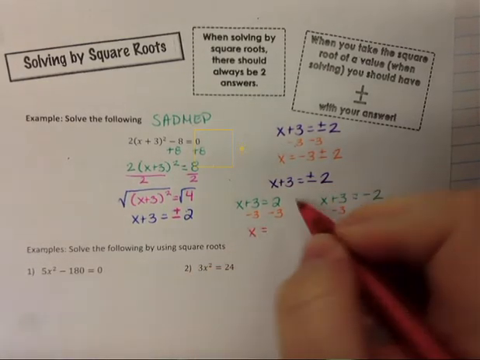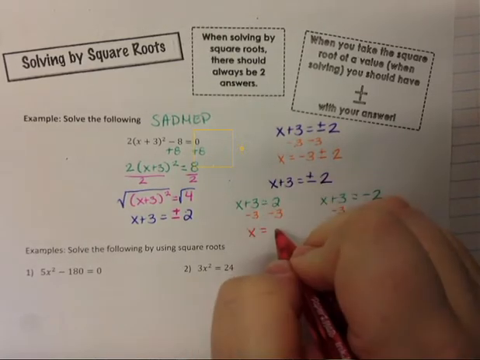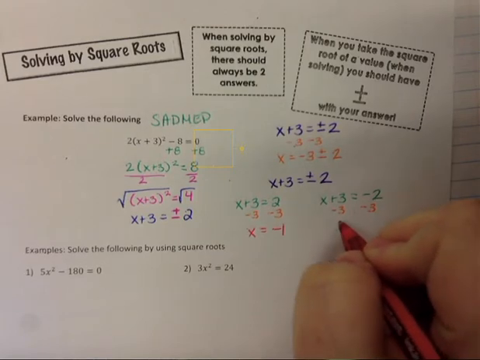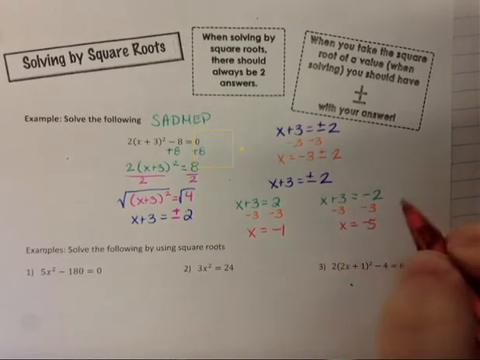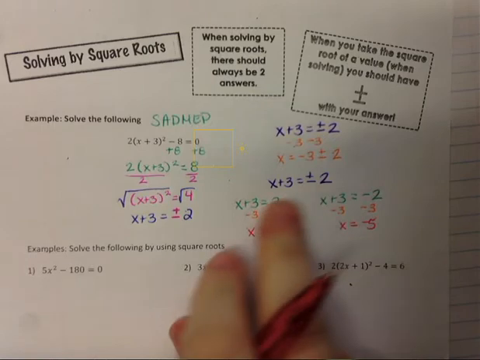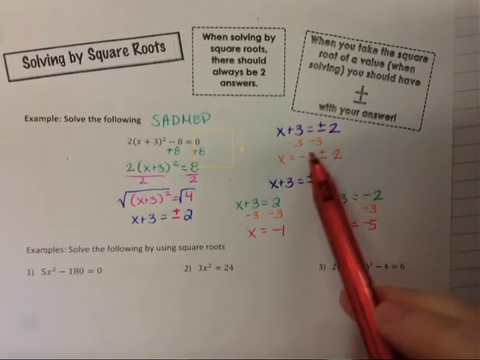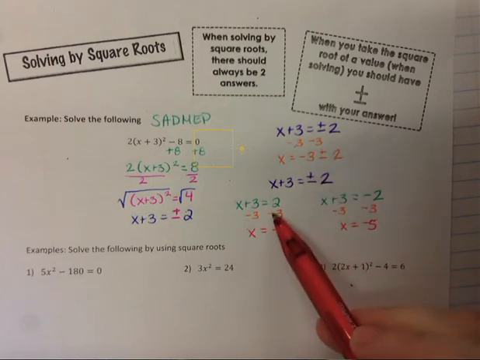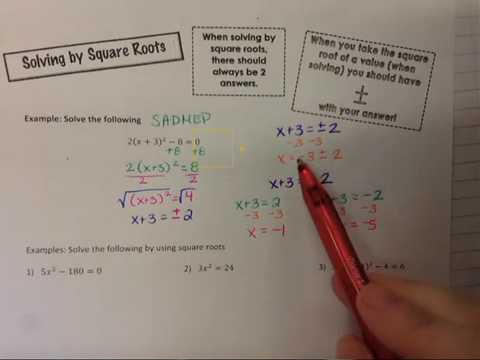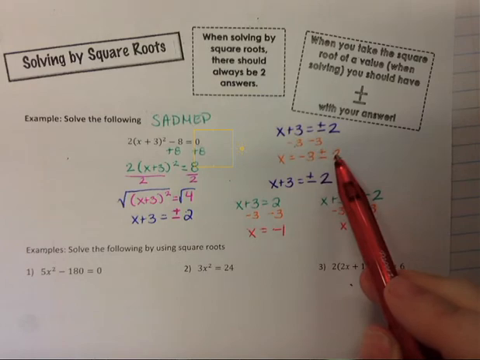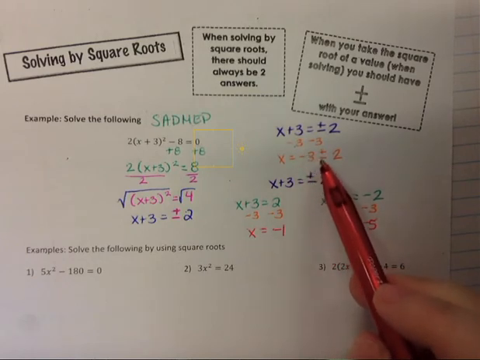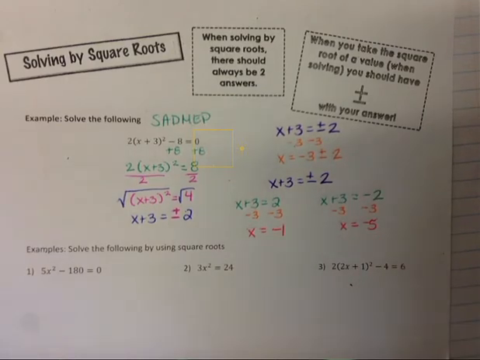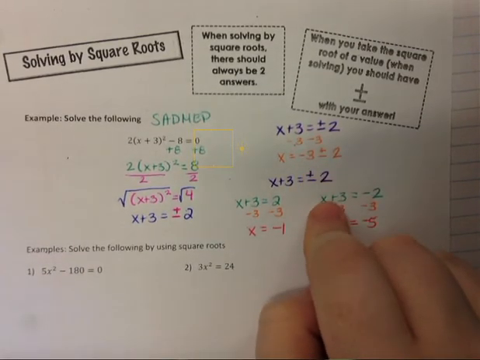X is equal to 2 minus 3 is negative 1. And then on this one, negative 2 minus 3 is a negative 5. So these are my two answers from this way. I could say the same thing up here. This is negative 3 plus 2, which is right here, negative 3 and then a positive 2. Negative 3 plus 2 is negative 1. And then negative 3 minus 2 is equal to a negative 5. So I get the same answers regardless of which way I do it.